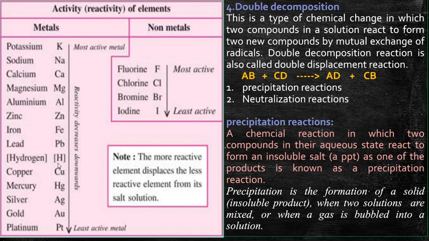Understand? So in the previous reactions we saw copper sulfate and zinc. Where is the copper present? Here. Where is the zinc present? Here. So zinc is above copper, so zinc is more reactive than copper. So zinc displaces copper from copper sulfate easily.